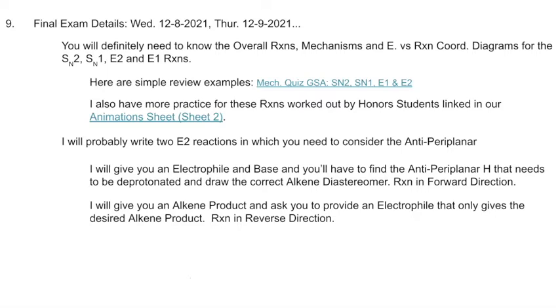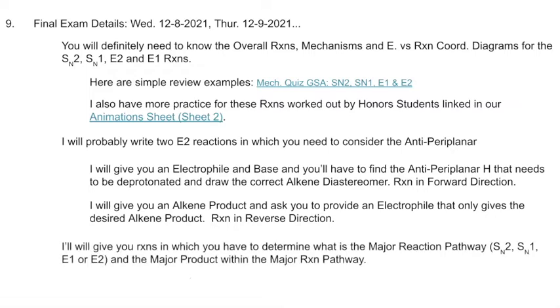I have examples of both in the lecture Jamboards, and as part of the chapter 7 homework, I have you do a worksheet on that. And then I'll give you a question where I'll give you an electrophile and a nucleophile / base, and you have to figure out what's the major reaction pathway, what will happen the most, SN2, SN1, E1, E2. And then whichever one happens the most, you'll say, this should be the major product of that.